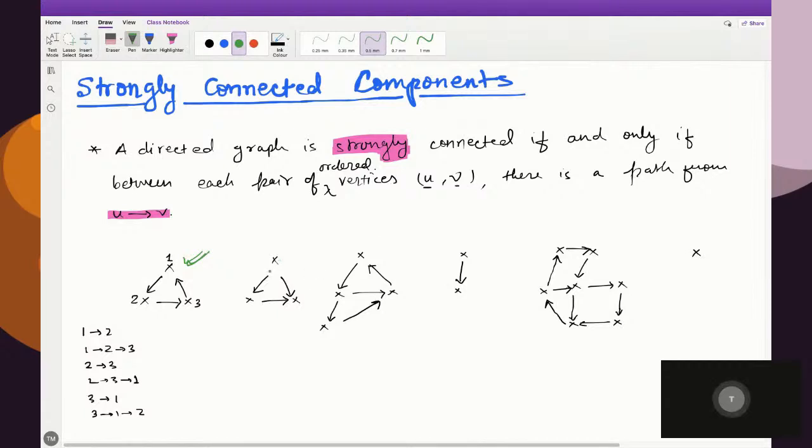But in the second graph, you can see that there is no path from 1 to 3. There is no way to go to 3 from this. Therefore this is not a strongly connected component. Now, can you tell me for the remaining four graphs whether they are strongly connected or not?